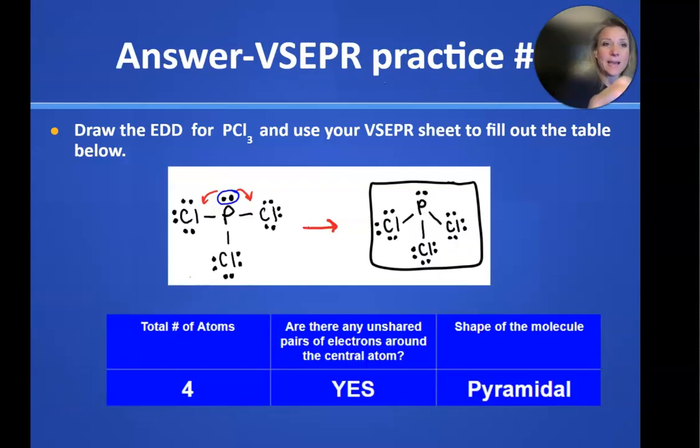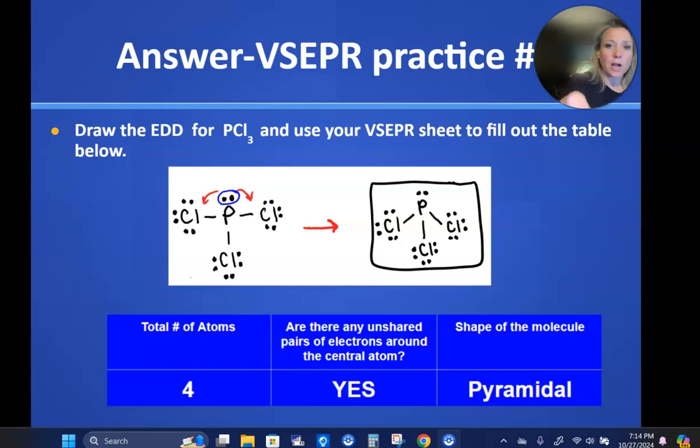So you may have drawn your PCl3 like this at first, and that's lovely, except now knowing VSEPR theory, you should know that this is how it should look, because these unshared electron pairs are going to bend all of these bonds. And then to fill out the table below, the total number of atoms is 4. And yes, we have unshared pairs of electrons around the central atom.